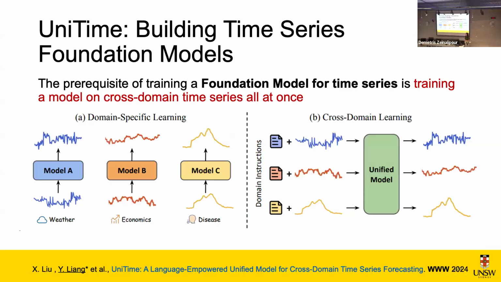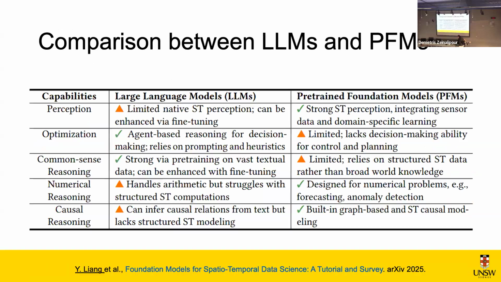One of the prerequisites for a foundation model for time series is training a model on cross-domain time series all at once. So with domain-specific learning, you have a model for each domain. With a foundation model, you have all these different data sets from different domains, unified, and then it's able to do prediction on those domains. Now, where should we go?